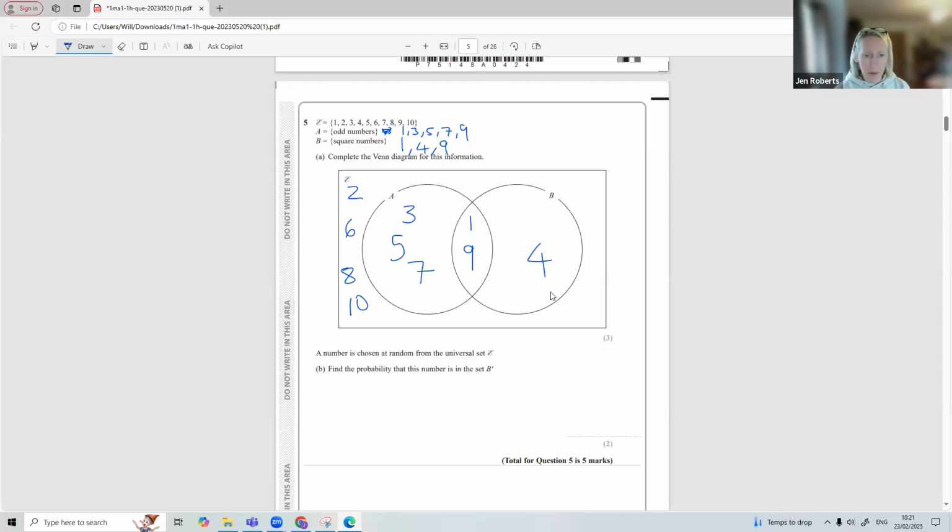Find the probability that this number is in the set B dash. B dash means not B. So these are all your numbers in B. What's not in B? So 1, 2, 3, 4, 5, 6, 7. 7 out of, how many numbers have you got altogether? 10.